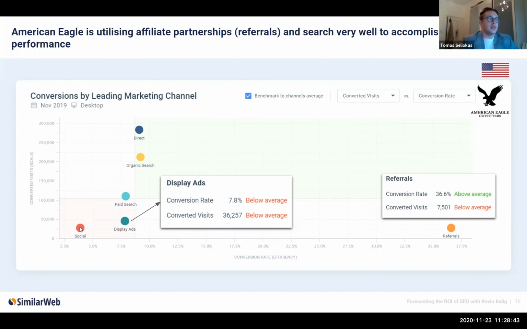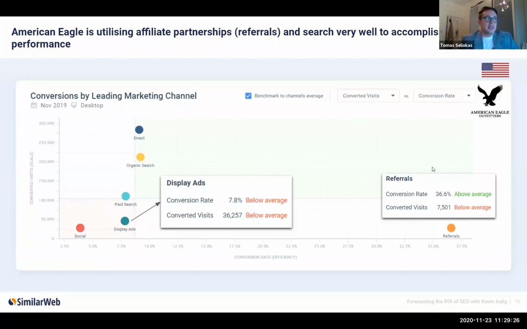And we can see social as the lowest performing one. We see display ads and paid search at the same level in terms of conversion rate. See direct as the top performing one in conversions, as these are direct visits to the website. And then we see referrals, which is mostly affiliate. So affiliate deals with different websites, so then they get a percentage of the share of the sale. And this channel is usually highly converting because people trust reviews and people trust other publishers or comparison sites driving traffic to your website.